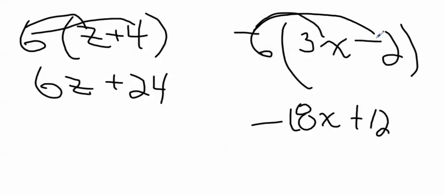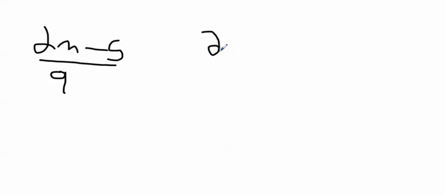This -6 multiplies that. A little more complicated stuff, if I have a fraction like 2m minus 5 all over 9, I actually can rewrite this as 2m divided by 9 minus 5 divided by 9. It's not really that difficult.